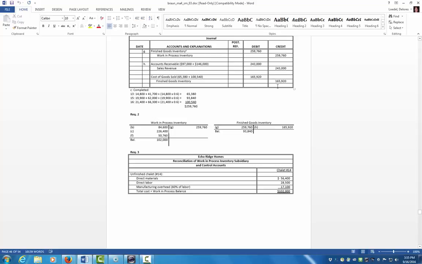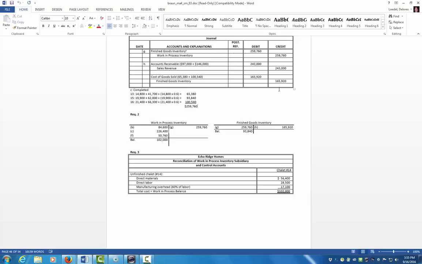So this is a good review of your financial accounting and some of the debit and credit entries that you did in there, but now you're actually calculating these numbers yourself. Okay, that is requirement 1. Now let's take a look at requirement 2.